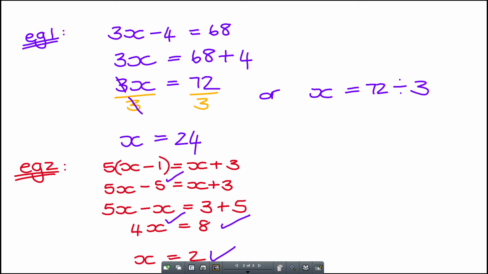Sorry? The 5. This one. Okay, look. 5 times x gave me the 5x, and 5 times minus 1 gave me minus 5. Okay. Yeah? But then you've got to end with x is equal to 2.